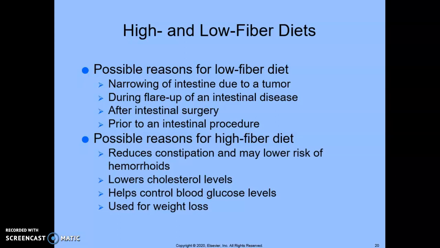So high fiber diets are used for the following reasons: to reduce constipation, and they may also reduce the risk of hemorrhoids. It lowers cholesterol levels, it helps control blood glucose levels, and it can also be used for weight loss.